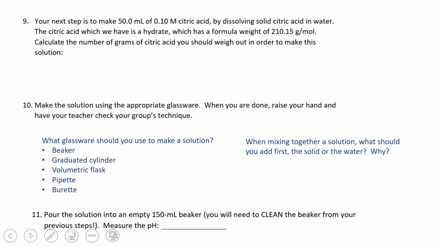Okay, so then we want to actually make this solution first, then we'll test the pH. To make a solution from a solid, first you have to figure out how many grams of solid we should weigh out. So we want to make 50 mils of this 0.1 molar citric acid, and we're given the molar mass of it, which is good, because that would be a long one to calculate. Cool. So we have a molarity and a volume. So our first step is to find moles.